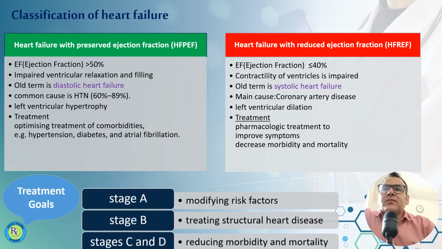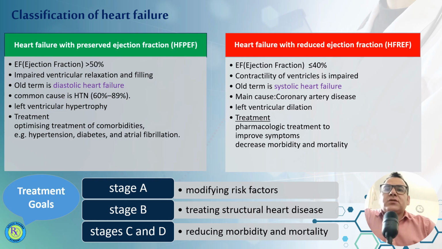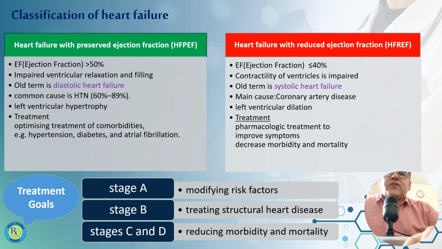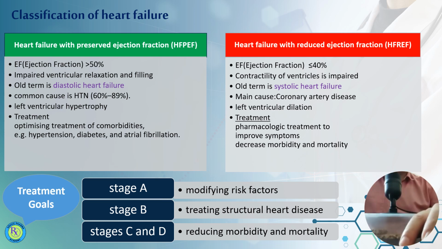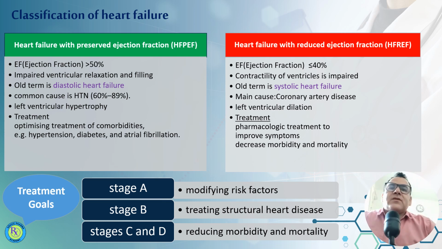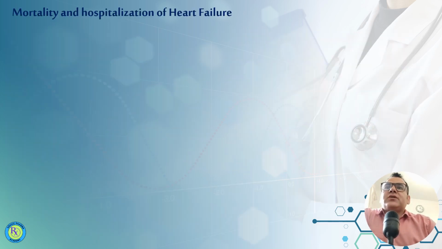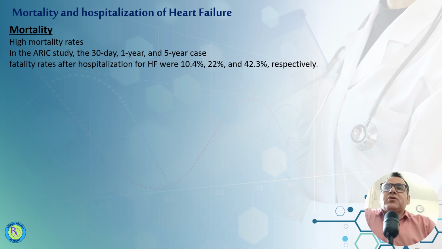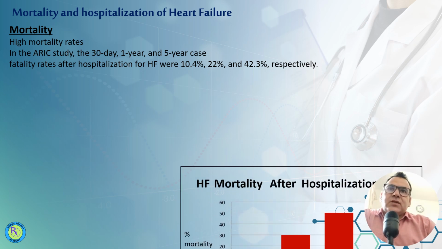What are the treatment goals? For stage A, we need to modify the risk factors that cause the disease. For stage B, we need to treat the structural heart disease. And for C and D, we need to reduce morbidity and mortality. Why are we focusing on morbidity and mortality? This is because heart failure is associated with a high rate of morbidity and mortality.